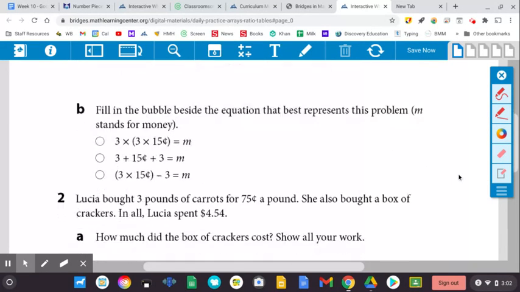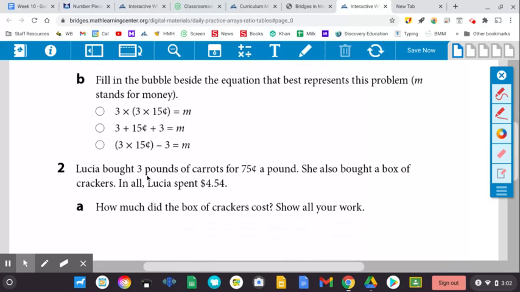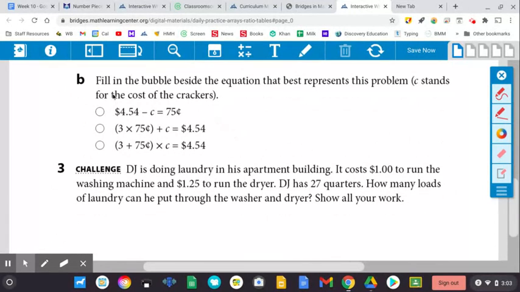For problem number 2, it says Lucia bought 3 pounds of carrots for 75 cents a pound. She also bought a box of crackers. In all, Lucia spent $4.54. How much did the box of crackers cost? You need to show your work. And then which one of these shows the best equation?